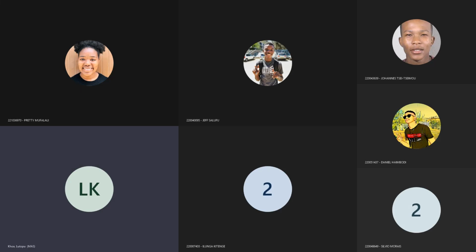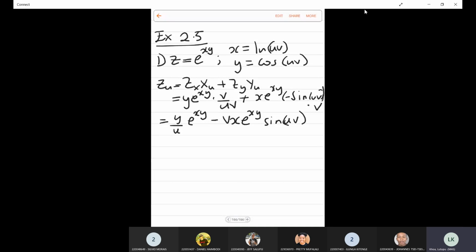Yesterday, we were looking at total differentials. So we say that sometimes we have a function z that is in terms of two variables x and y, and x and y are also variables of some other parameters, let's say u and v. We had the equation of how we work out the total differential. So let's continue with exercise 2.5.